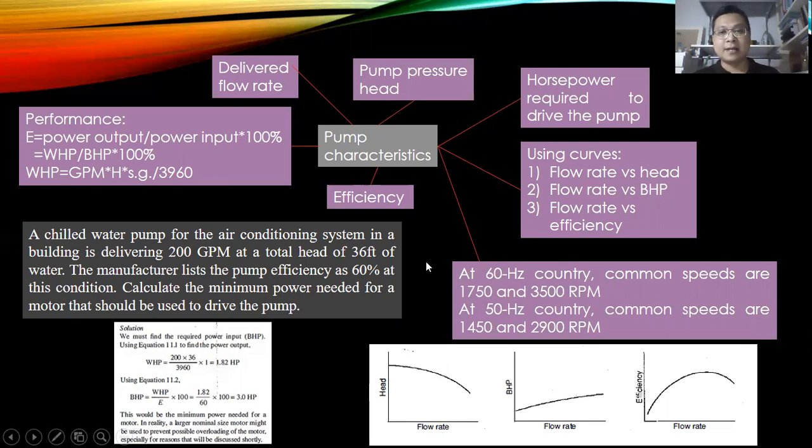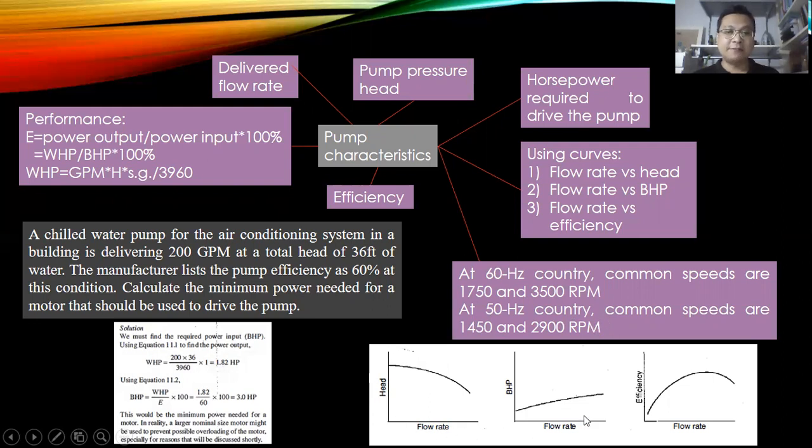Okay, actually this one is for a 60 hertz country. It means certain countries use 60 hertz power supply to every home. In Malaysia, maybe we will use the second one, the 50 hertz power supply, around 240 volt.